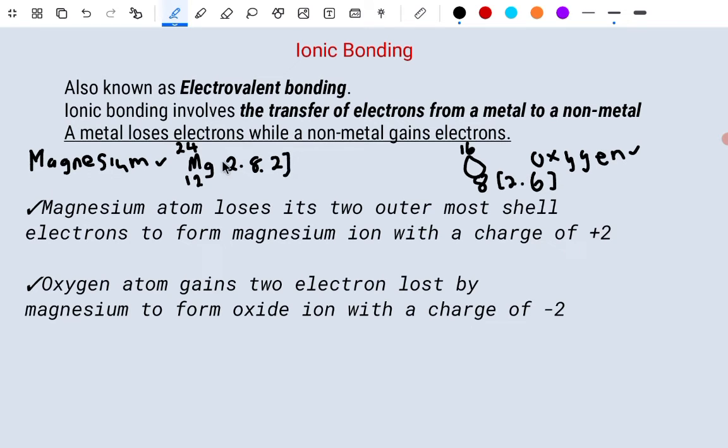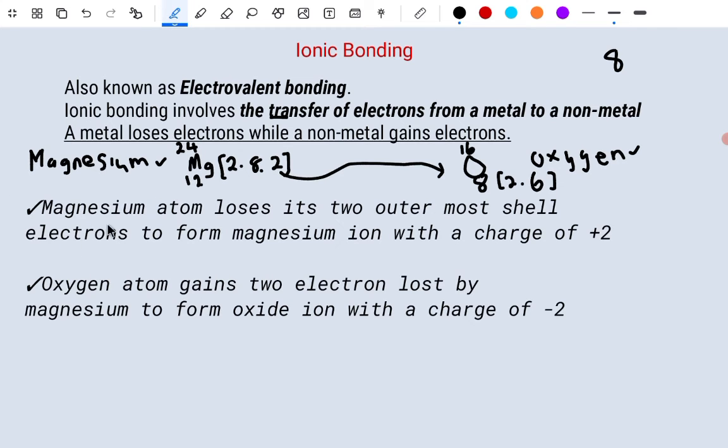So you notice here that the last shell for these two atoms, they are very much unstable. This one actually has 2 electrons outside, 2 electrons in the outermost shell. This one has got 6, but we said the outermost shell should have how many electrons? 8 electrons. So these two are unstable. So what will happen? There will be a transfer of electrons. So this can transfer electrons to this. We know that it's a metal. So the magnesium atom loses its 2 electrons. So these 2 electrons are lost, and then they are gained by oxygen.